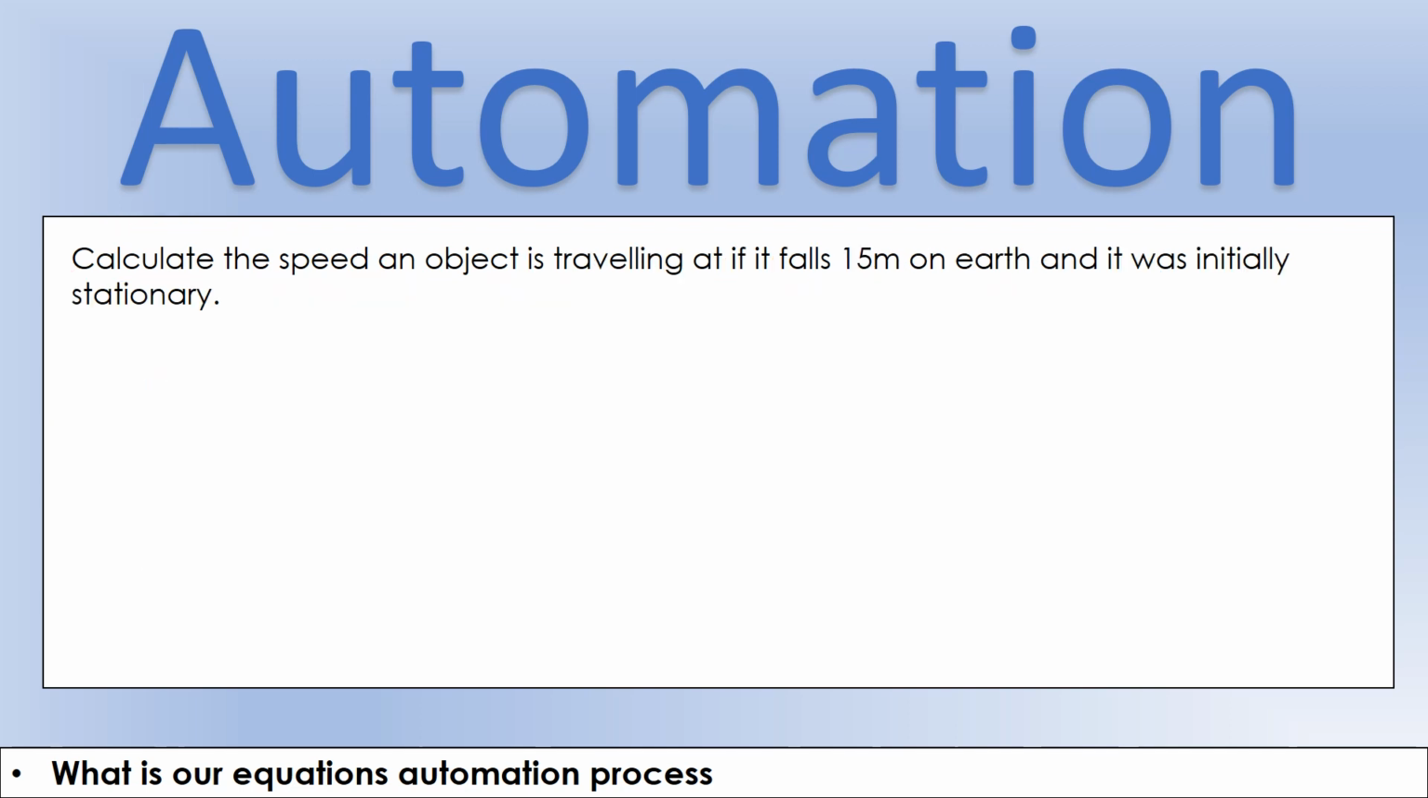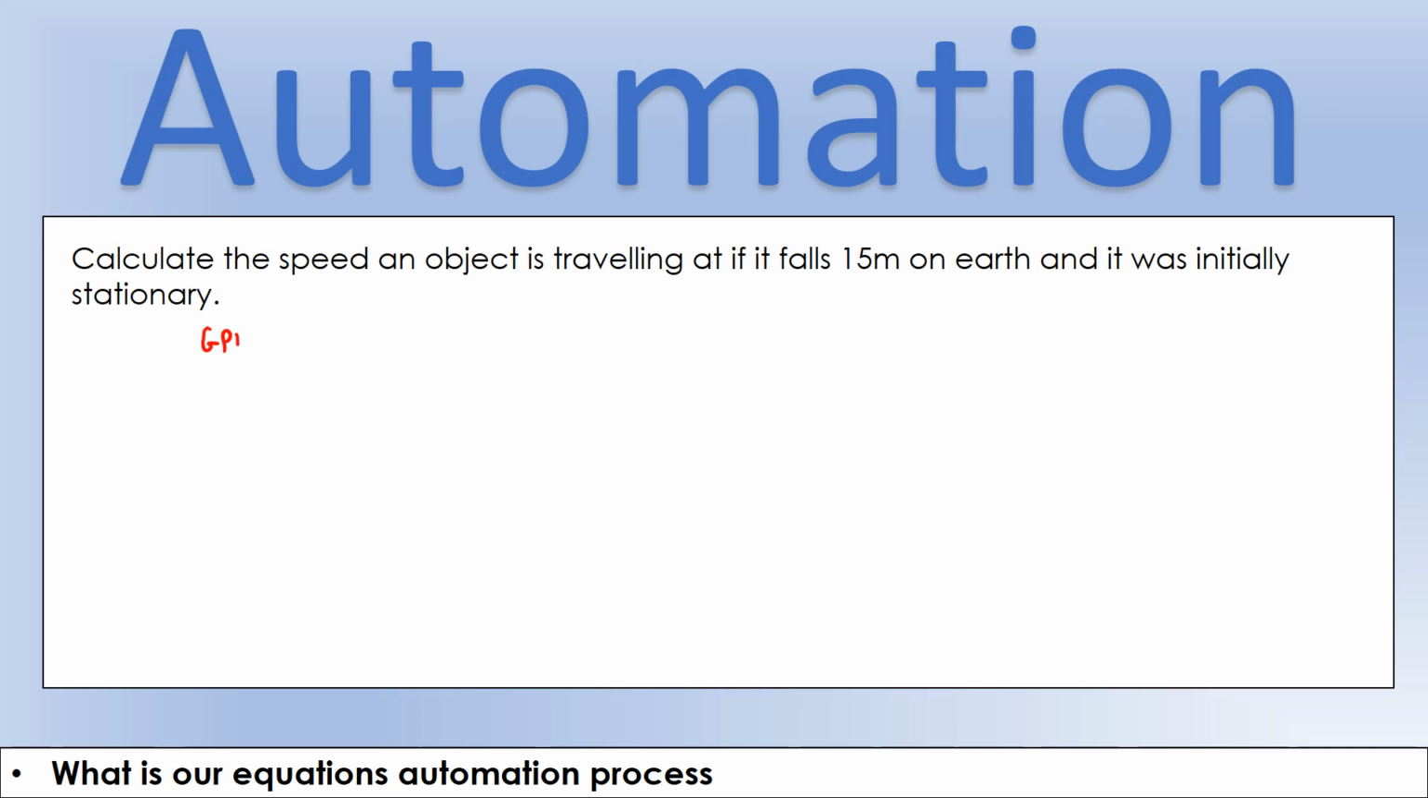We'll bin that. We don't need to actually bother calculating what the value is, because it doesn't really matter, because it's a made-up question. So let's have a look at a second one. Again, you can see this process in action. We want to calculate the speed an object is traveling. It falls 15 meters on Earth, and it was initially stationary. So this is a classic conservation of energy question.